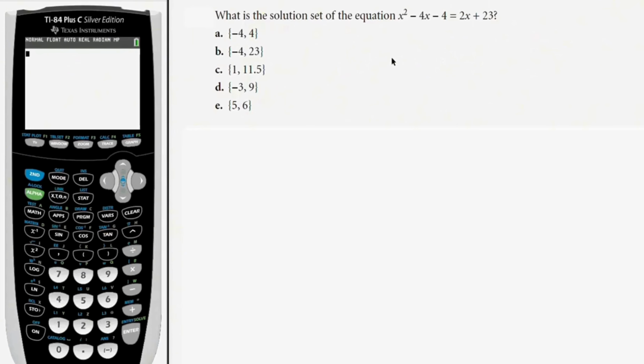So you just collect like terms. So we now have x squared minus 4x minus 2x minus 4 minus 23. So the new equation will now be x squared minus 6x minus 27 equals 0. Alright, because minus 4x minus 2x will give you minus 6x and minus 4 minus 23 will give you minus 27. So let's find the solution of the quadratic equation now for x squared minus 6x minus 27 equals 0.